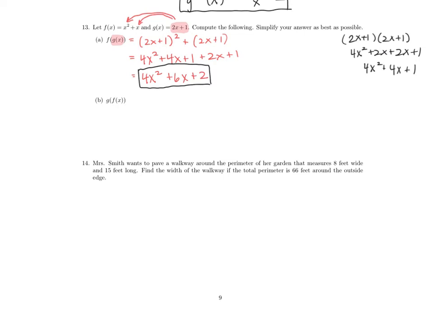Okay, now we want to look at part B. So for part B, we have g of f of x. So here we have f of x, and we're plugging that into g. So here is f of x, and we want to plug that in everywhere we see an x in the g part. So that's going to give us 2 times x squared plus x plus 1. So distribute the 2, we get 2x squared plus 2x plus 1. There are no like terms, so that is all we can do to that one.